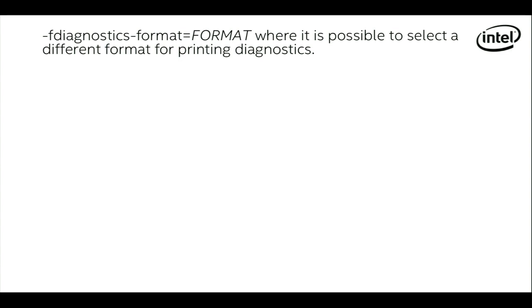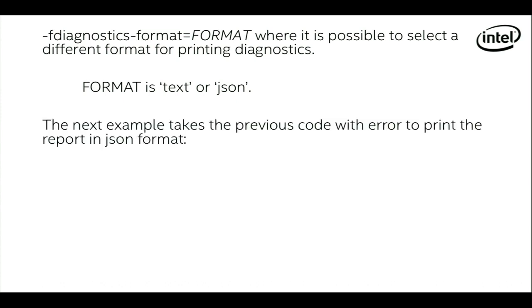Now, -fdiagnostics-format is another one, where it's possible to select a different kind of format that we want to print. The format is text or JSON. The reason we added JSON as a format is that it's easy to post-process later. Imagine this in your teams or your personal experience, where you have warnings, and instead of going one by one, you can create a smart algorithm that selects them or clusters them or gives you a dashboard, anything you want.